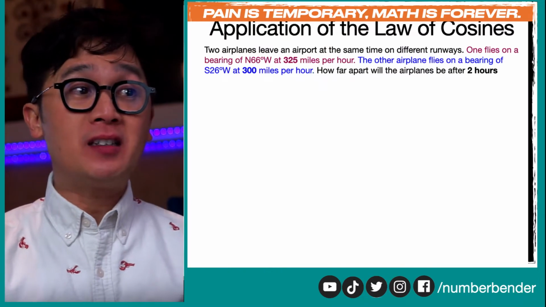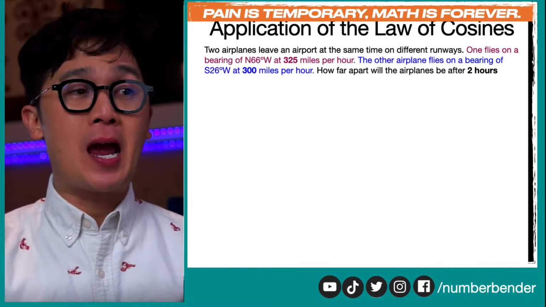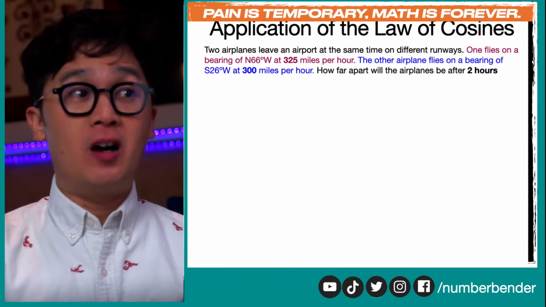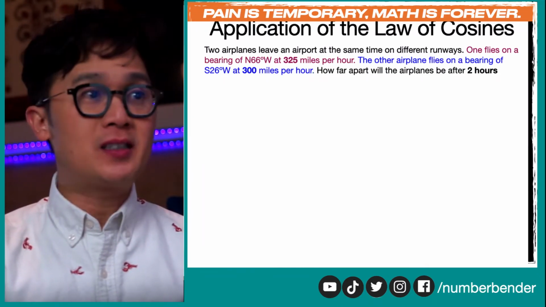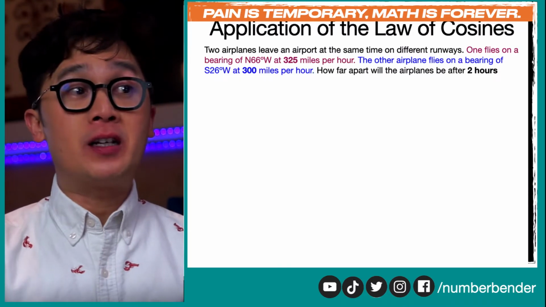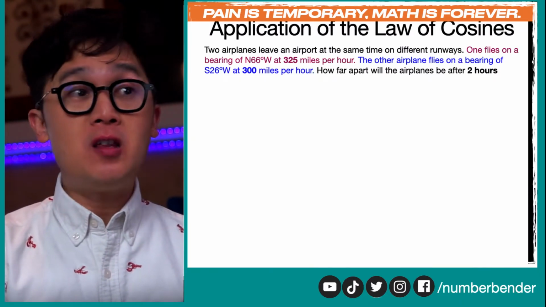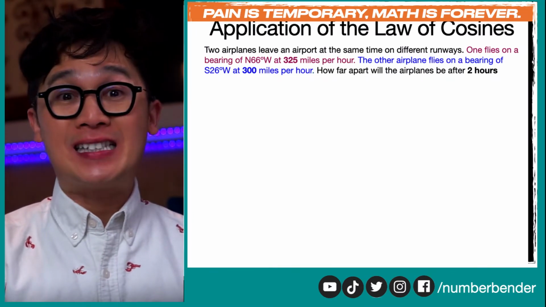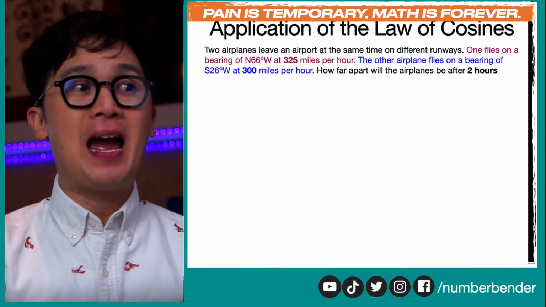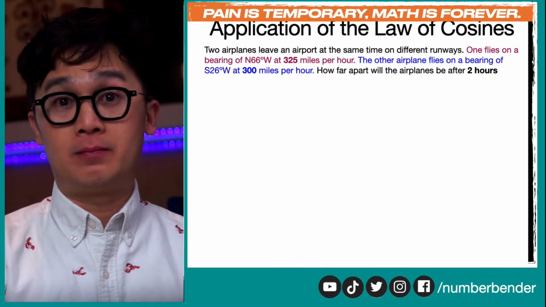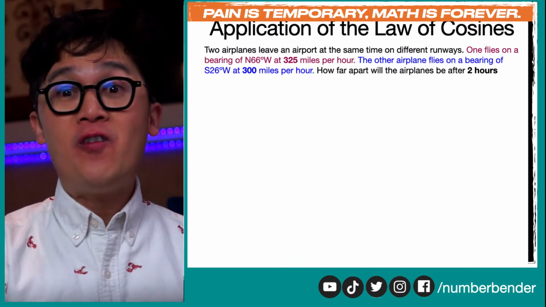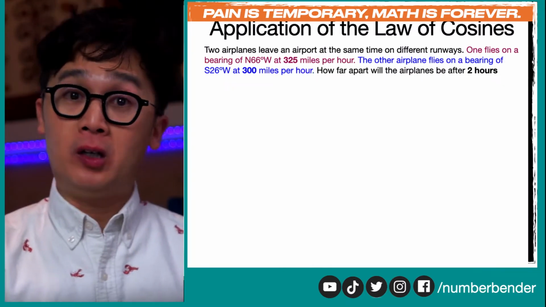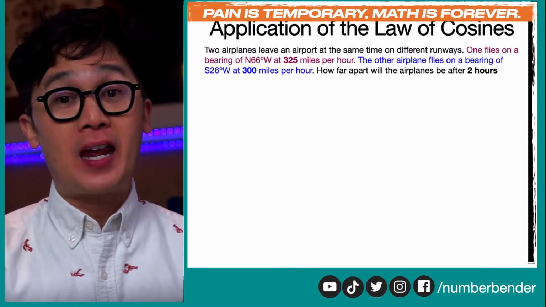So two airplanes leave an airport at the same time on different runways. One flies on a bearing of 66 degrees northwest at 325 miles per hour, and the other plane flies on a bearing of 26 degrees southwest this time at 300 miles per hour. Now the question is, how far apart are the two airplanes after 2 hours from leaving the airport?